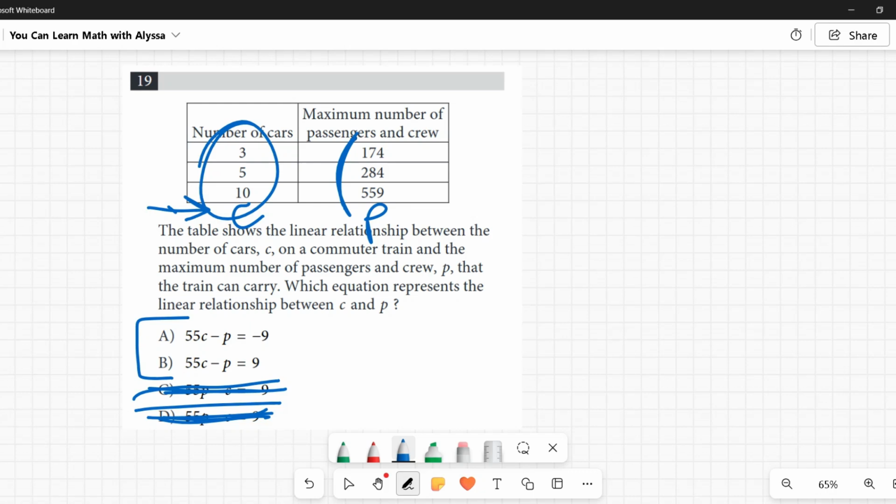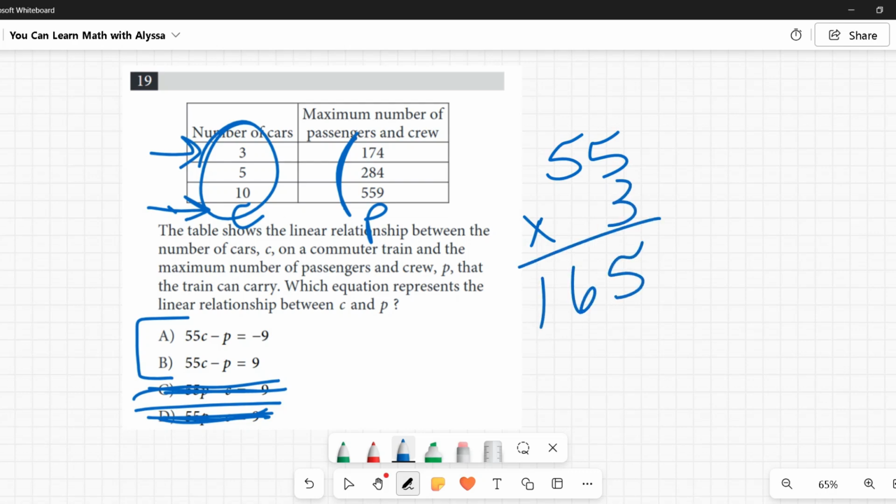And I can choose any one of these combinations up here and see what I get. So I'm going to start with the first one. I'm going to say 55 times 3 is 165. And I don't actually even have to do the math, because I know if I'm subtracting 174, 165 is smaller than 174, so I'm going to be getting a negative answer. -9.